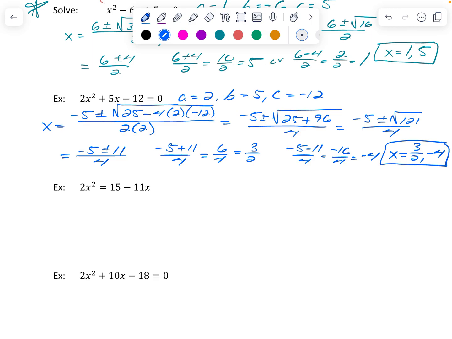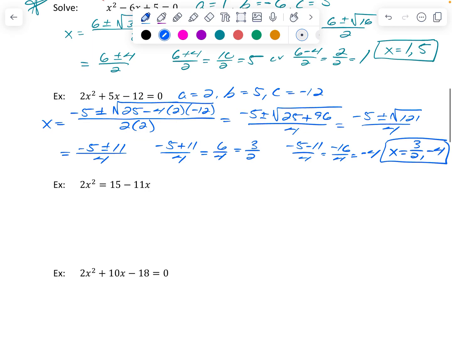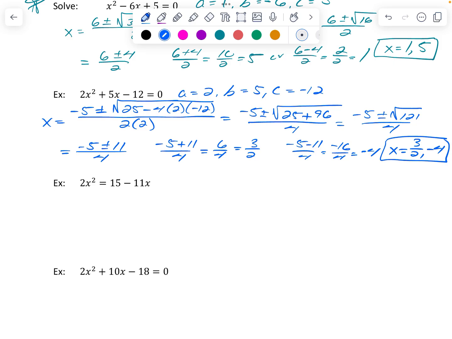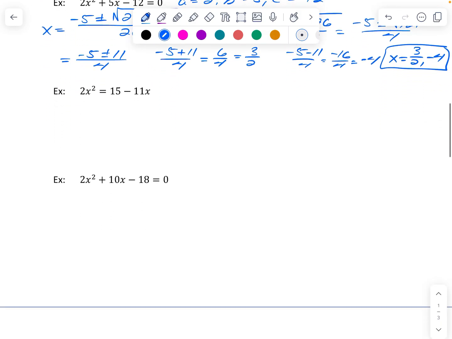So you can see this one was factorable as well, but we would have had to do the box. So the question is, and you'll have a choice on the homework tomorrow, and that is, do you do the box or do you do the quadratic formula?